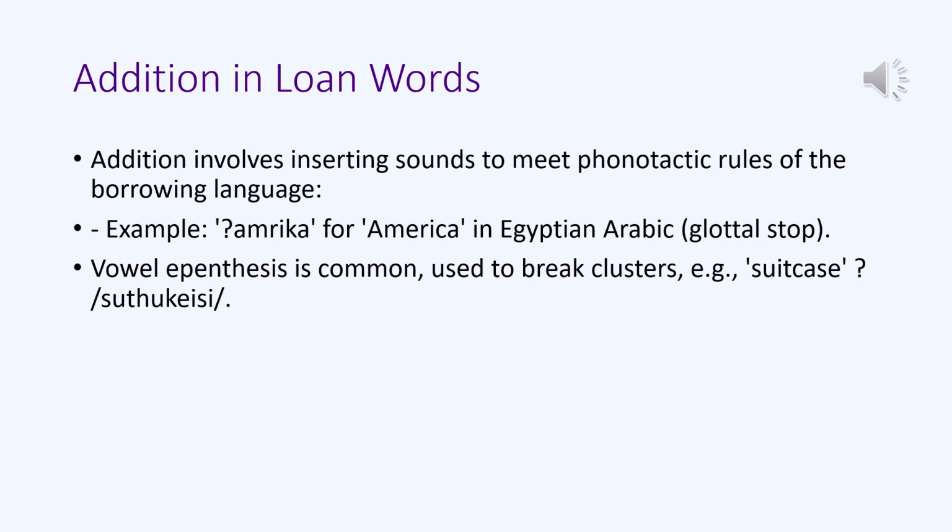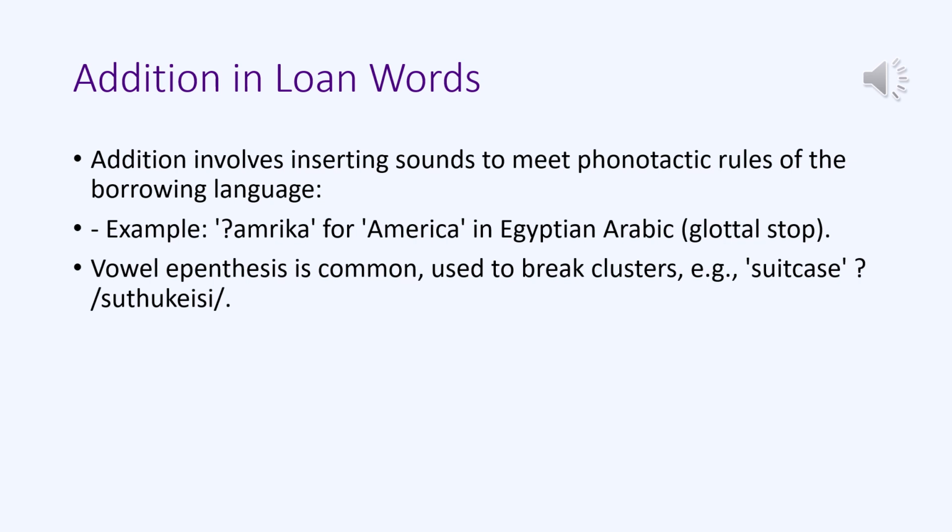Consider the English word America, which, when borrowed into Egyptian Arabic, often becomes Amrica, with a glottal stop sound added at the beginning. This change helps the word align with Arabic's phonotactic rules, because the Arabic system does not normally allow words to begin with a vowel. They often begin with a consonant or a glottal sound. That is why such words, when borrowed, are adapted to match these rules.